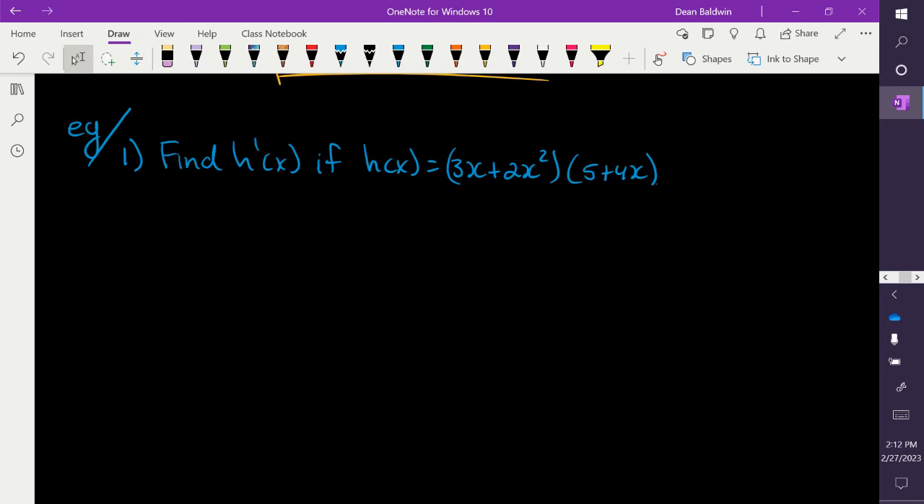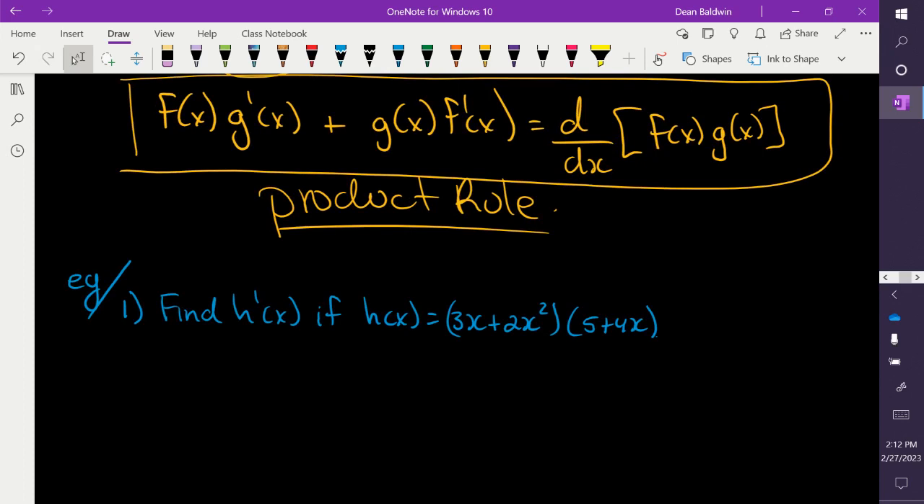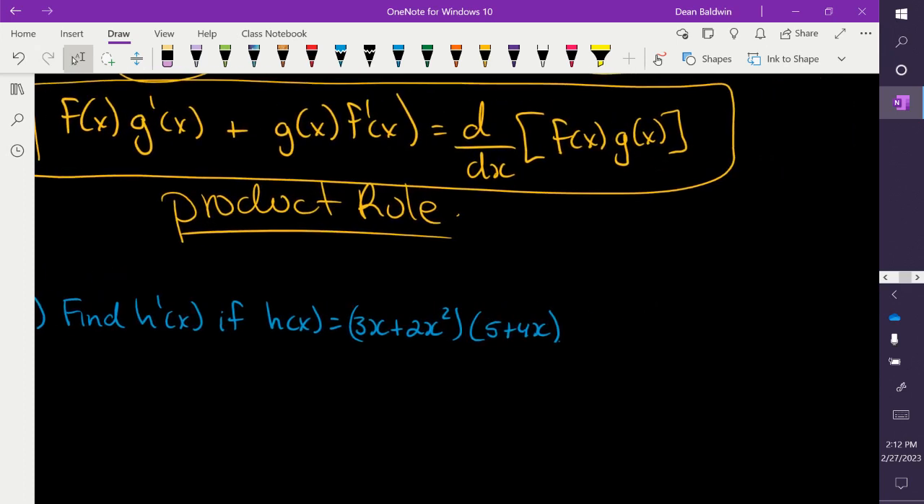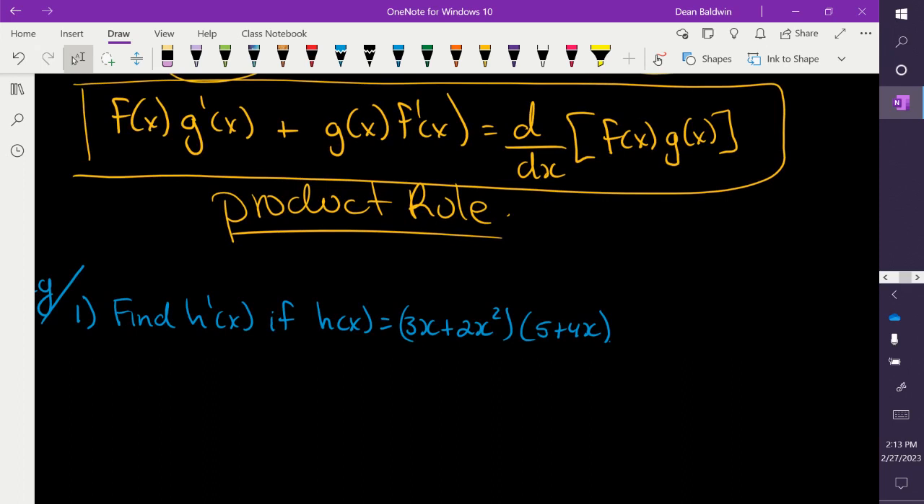Product rule says. Now it doesn't matter which one you do first in product rule because we're adding them together. You're going to see in quotient rule the order does matter. So I usually do f prime first, but it doesn't really matter. You decide which is f prime, which is f, and which is g. Doesn't matter. So f prime.